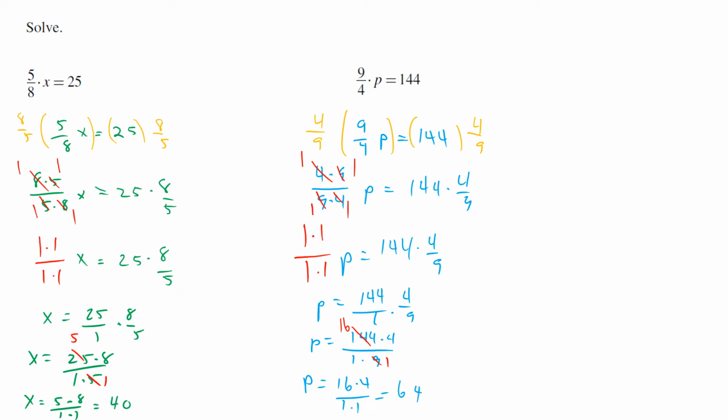So when you are solving an equation that has a fraction multiplied by the variable, multiply both sides of that equation by the reciprocal, and then that will help us to clear out the fraction and be able to solve for that variable.